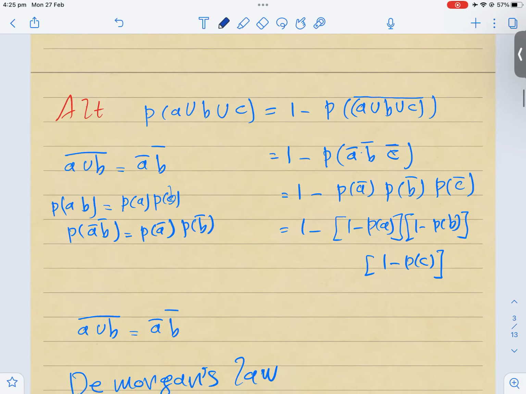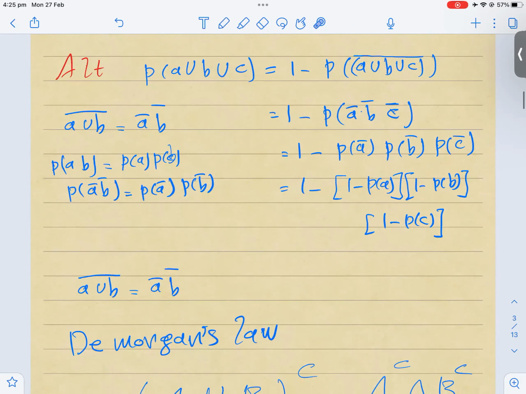Let's come here. Therefore, for A union B union C, it is possible for me to write probability of A bar intersection B bar intersection C bar. You will use these things in your first assignment, definitely. Okay, so a rule, a remark.